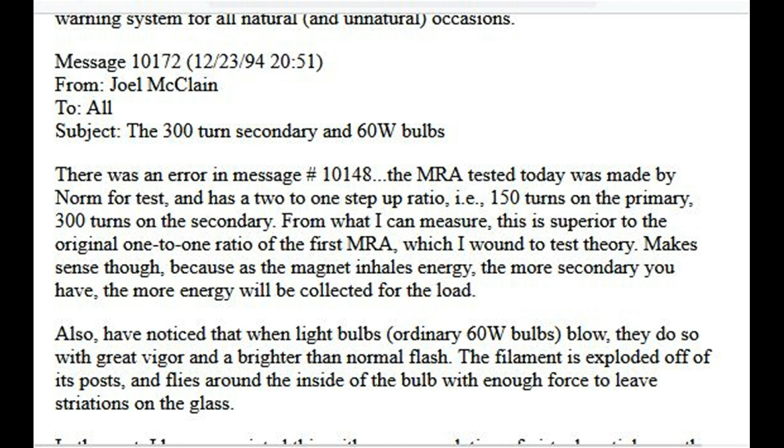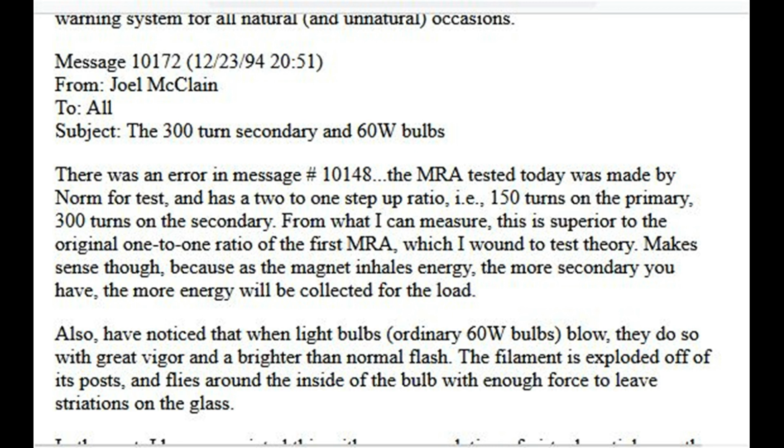Also, I have noticed that when ordinary 60 watt light bulbs blow, they do so with great vigor and a brighter than normal flash. The filament is exploded off of its posts and flies around the inside of the bulb with enough force to leave striations on the glass.